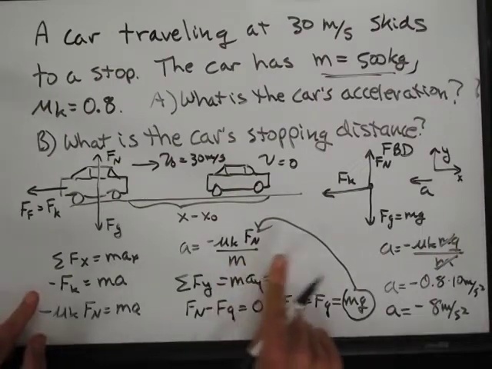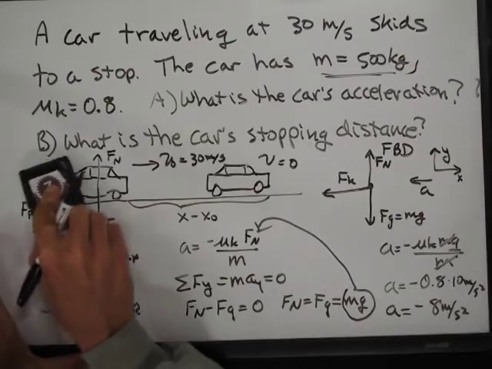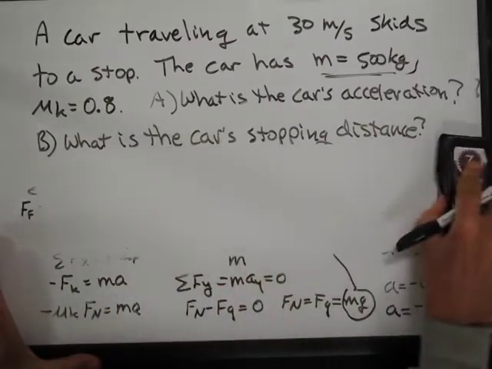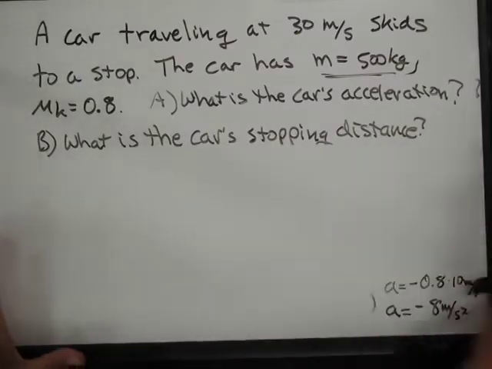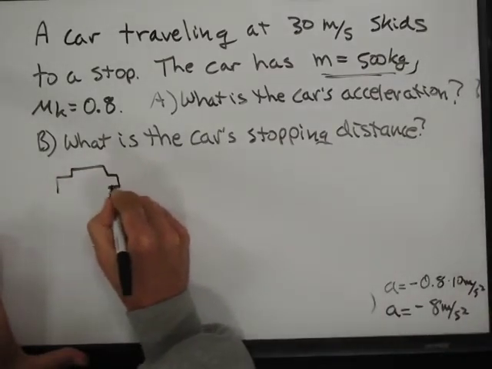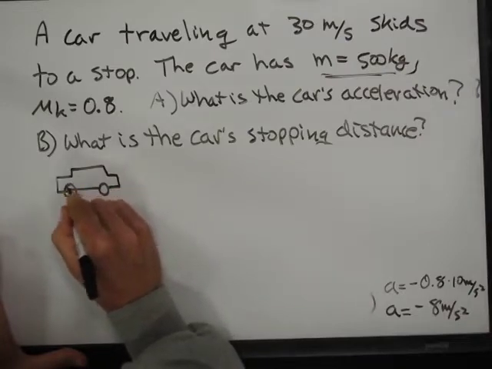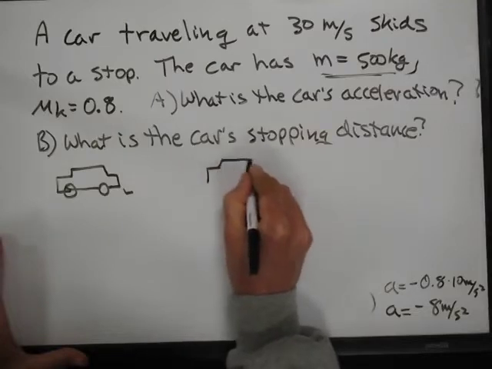And so that answers part A, right? And so now we've got the acceleration. And the next question is, how far did the car go? I'm just going to leave that number there. I'll redraw my picture here. I probably shouldn't have erased it. And then I've got it over here somewhere where it stopped.